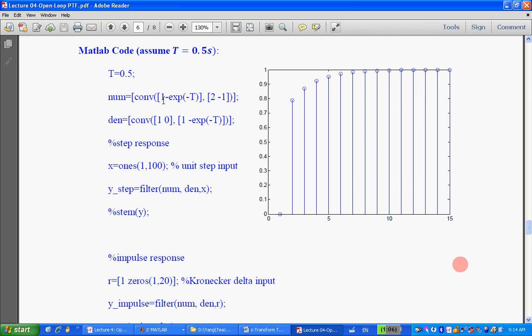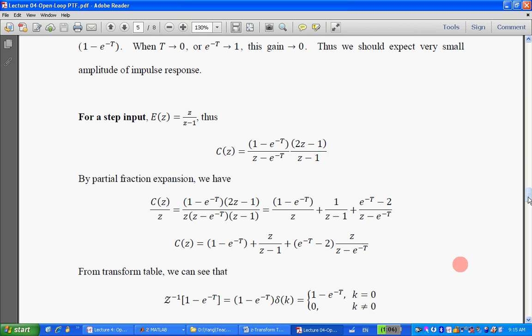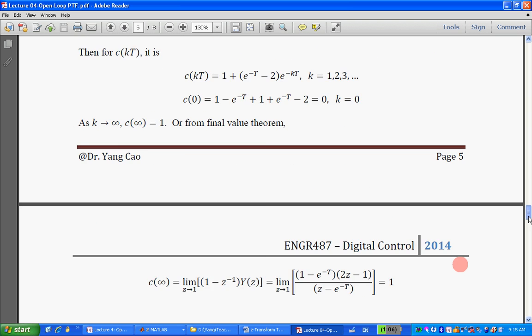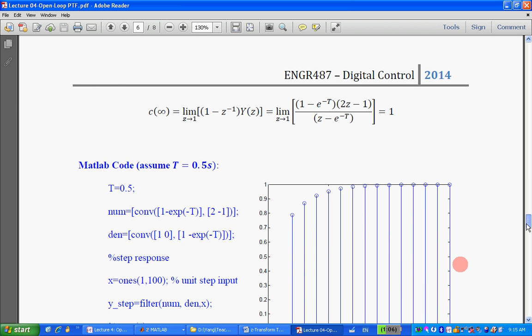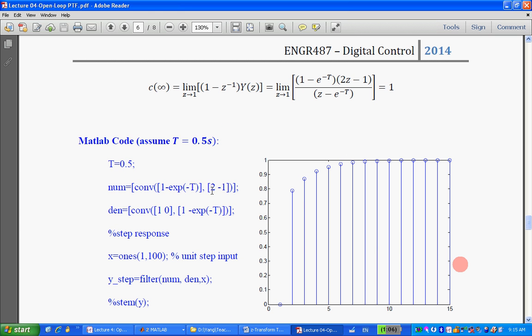This simulation approach heavily relies on the derivation of the final results. So this is the final result of the step. Here I define a numerator. What's the numerator? It is 1 minus e to the power of negative T, multiplied by 2z minus 1, right? Can you see this?